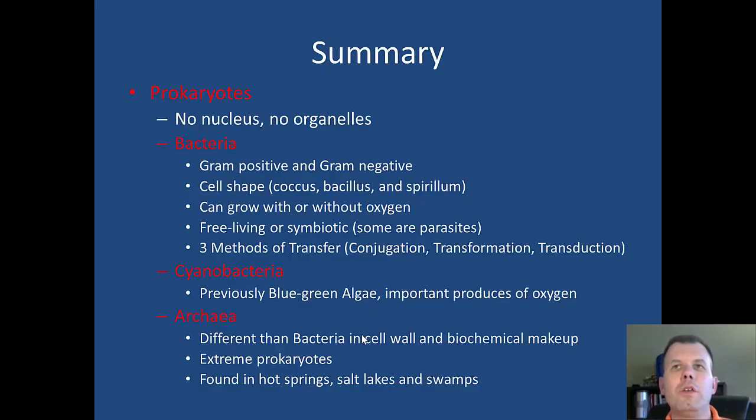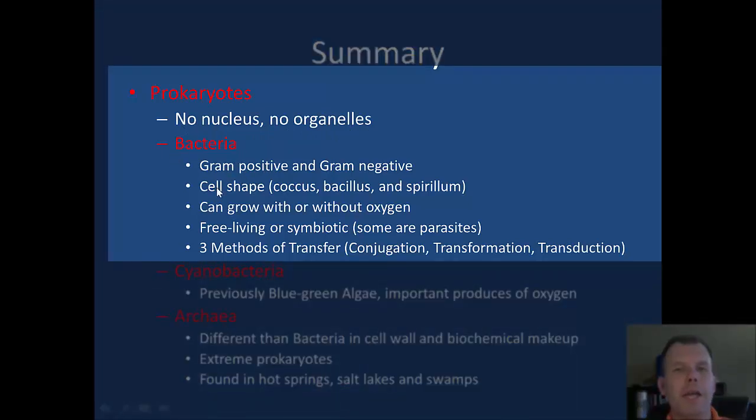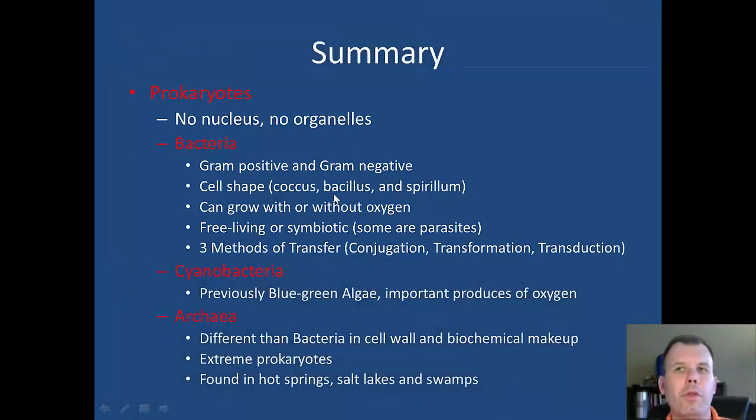Okay? So to summarize this, we've taken a quick journey through the prokaryotes, and remember, all prokaryotes don't have a nucleus and they don't have organelles, and we looked at the three types. We have the bacteria, and again, we can separate them based on what type of cell wall they have. Typically between the gram-positive, which are purple, they have thick cell walls, and the gram-negative, which are pink and have thin cell walls. We can also look at their shape and remember the three shapes: the coccus, which are the round, the bacillus, which are the rod, and the spirillum or spiral. They can grow with or without oxygen, so some groups strictly grow with oxygen, some don't grow with oxygen, and some can do both.